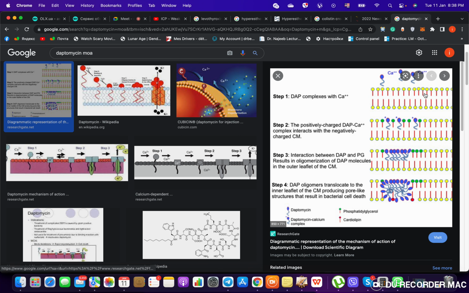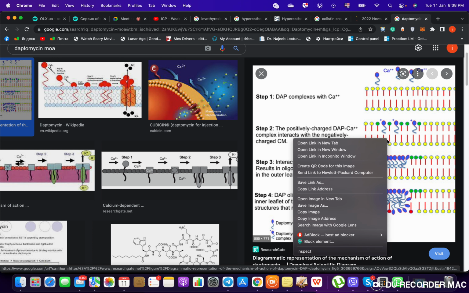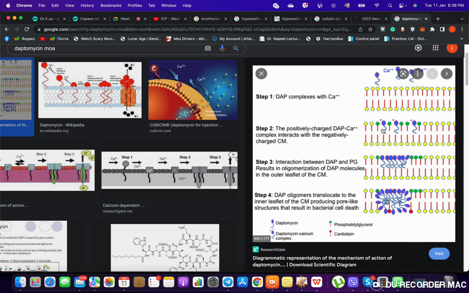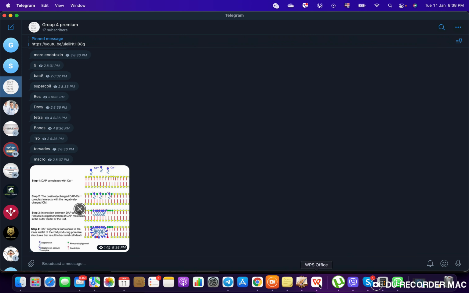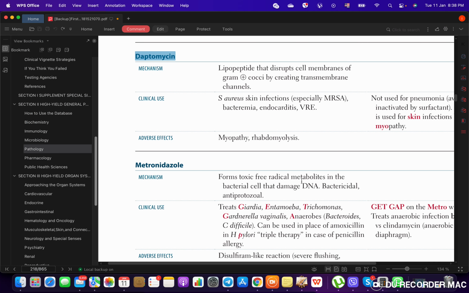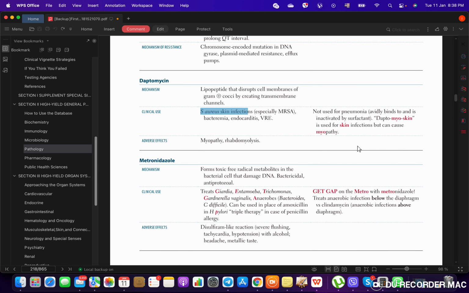Yep. See, daptomycin is complexing with the calcium, then it comes to the cell wall, disrupts it, makes a hole, passes all of the potassium to the outside, leading to osmotic damage of the bacterial cell. That's daptomycin. So daptomycin is used for Staph aureus infection, especially MRSA, bacteremia, endocarditis, and vancomycin-resistant enterococcus.